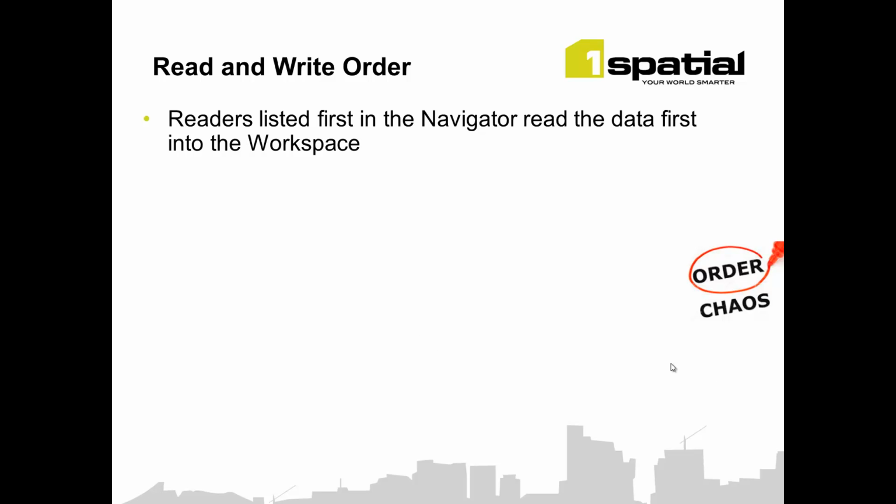The rules to bear in mind then when it comes to reader and writer order is that when readers are defined and listed in the navigator in your workspace, they read the data first into the workspace. So the first one at the top in the left hand side of the navigator, that's the first one that gets read, then the next one, then the next one. So if you have 3 readers, they get read in that order, and the data is read completely out of that reader before the next one starts.